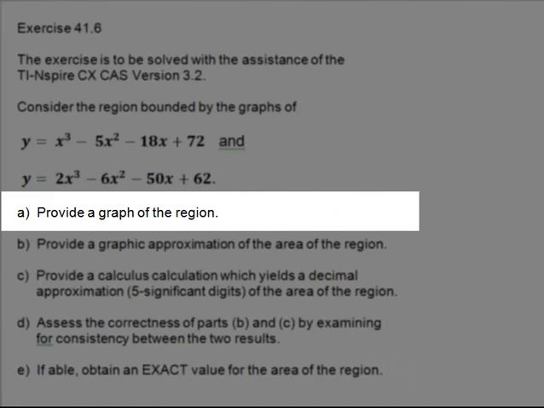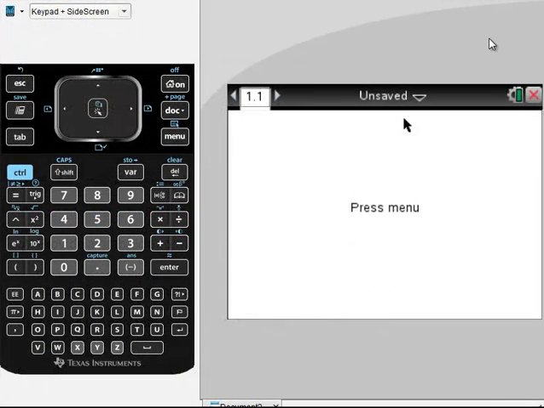Part A. Provide a graph of the region. Okay, for starters, I like the first page to be a summary of the solution, and then all the other pages can be supporting documents for the summary.